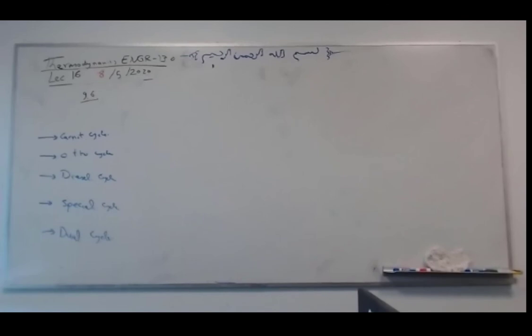V4 equals V1 because it's a constant volume heat rejection. Somebody asked why V4 equals V1. It's heat rejection at constant volume between 4 and 1. That's why V4 equals V1. Got it?